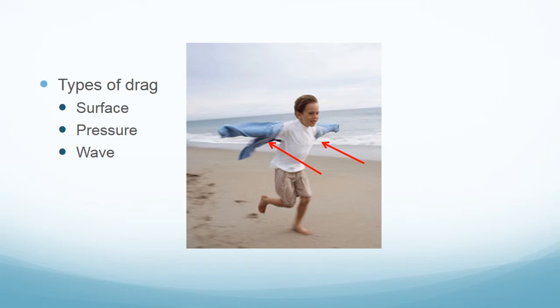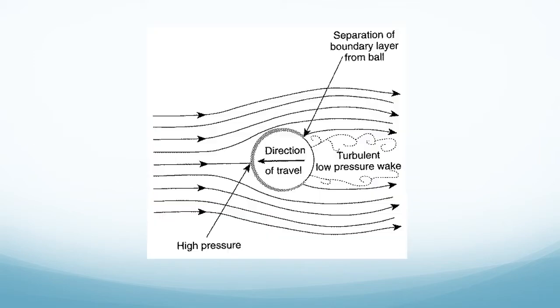Finally, let's look at drag and how it affects running. Drag is a dynamic force that counteracts motion in a fluid. For running, the fluid is air. There are 3 types of drag: surface, pressure, and wave. While running, a person experiences surface drag, which only makes up about 3 to 5% of the drag force, and pressure drag, which makes up the remaining 95 to 97%. Since pressure drag dominates human motion, this is the drag we are going to focus on.